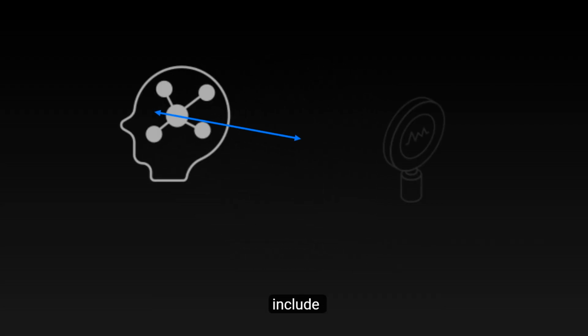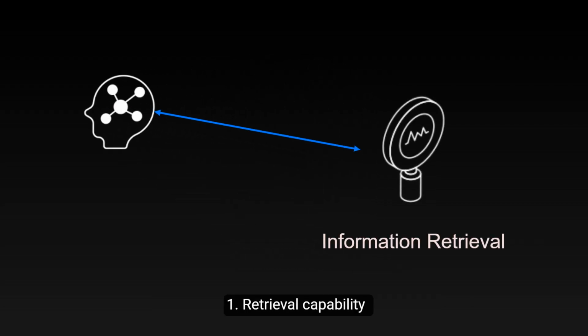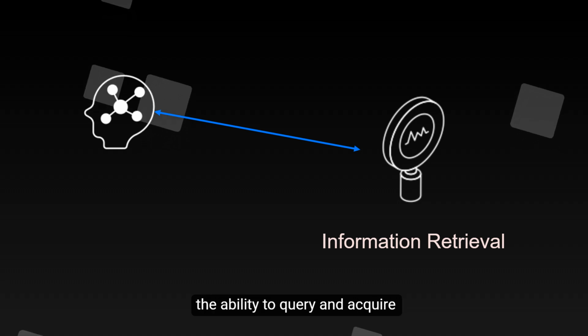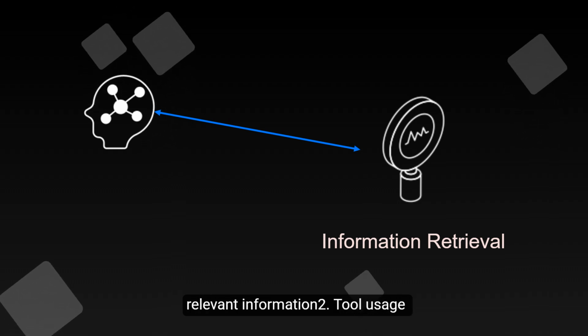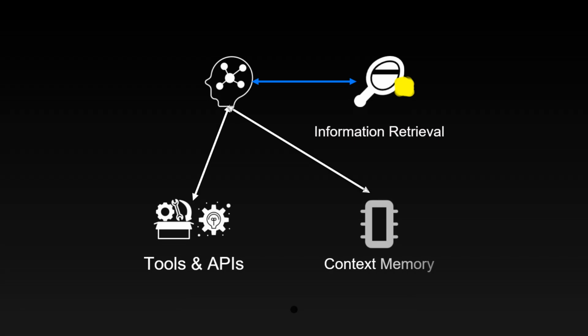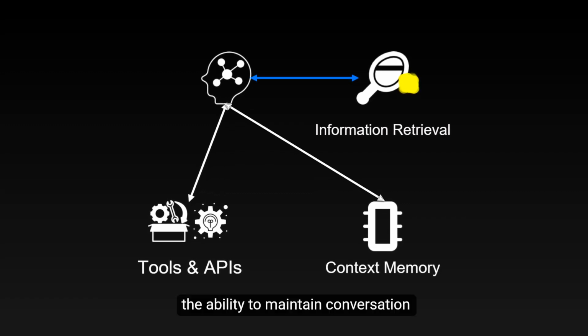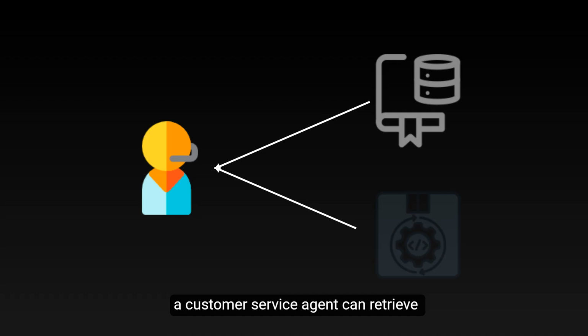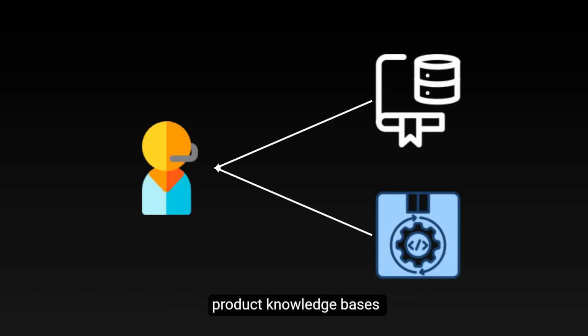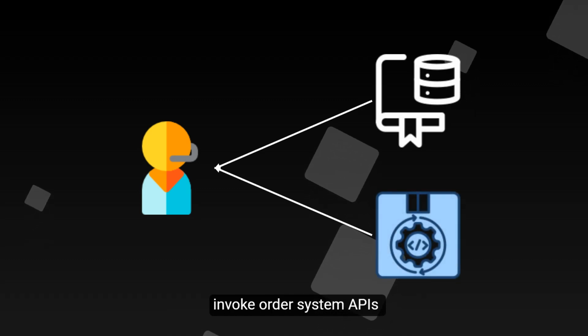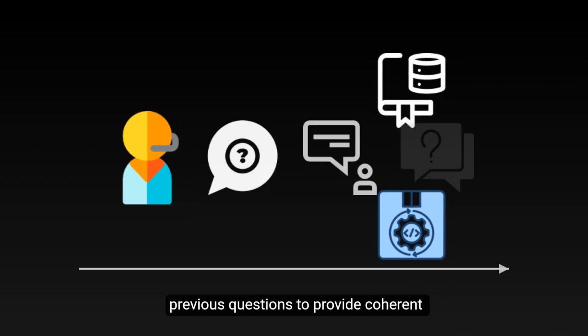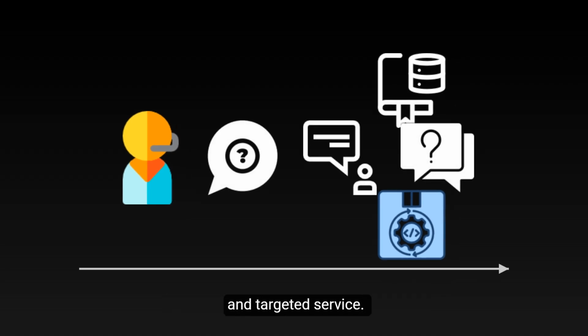These enhancements include: 1. Retrieval capability, the ability to query and acquire relevant information. 2. Tool usage, the ability to invoke various APIs and services. 3. Memory function, the ability to maintain conversation context. For example, a customer service agent can retrieve product knowledge bases, invoke order system APIs, and remember users' previous questions to provide coherent and targeted service.